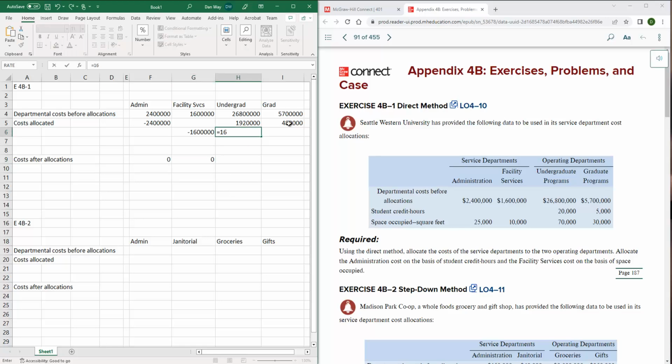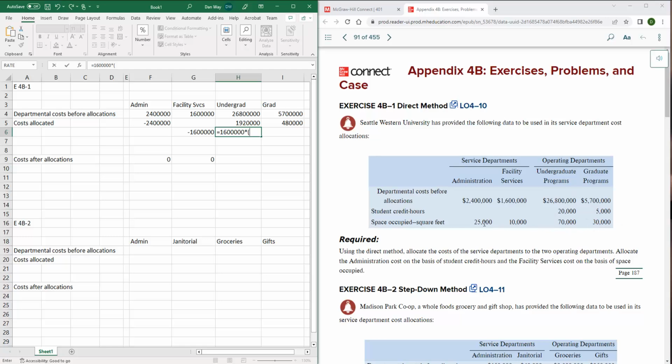So facility services is going to be allocated based on square footage occupied. I'll take the 1,600,000 total cost for facility services. The allocation to the undergrad programs then, I'll multiply by the relative portion of the square footage used by the undergrad programs, but only relative to all the operating departments combined.